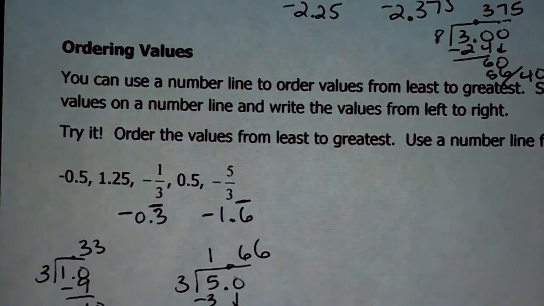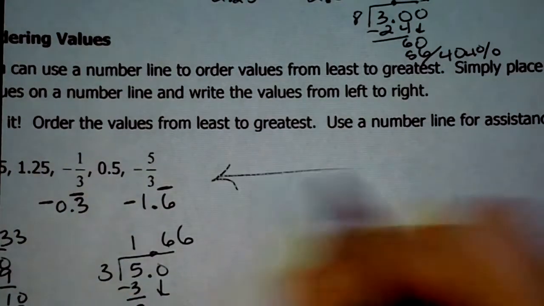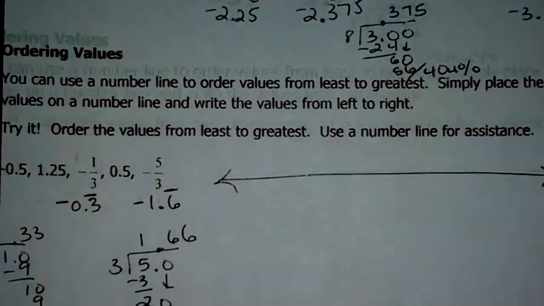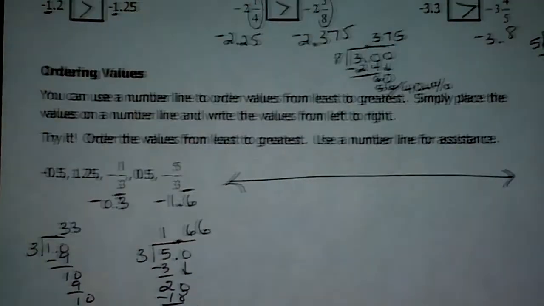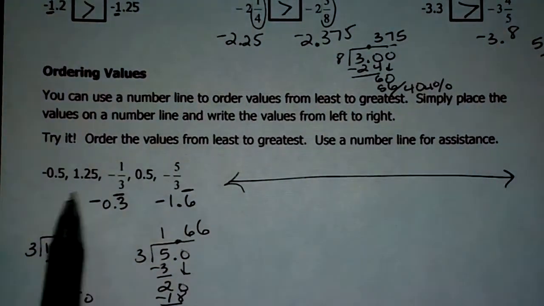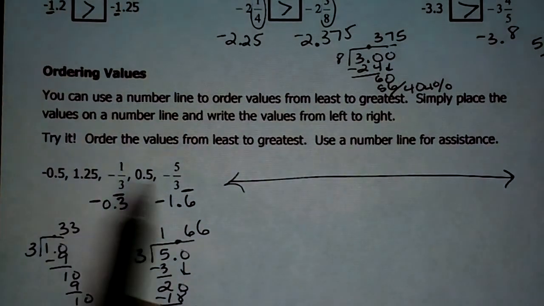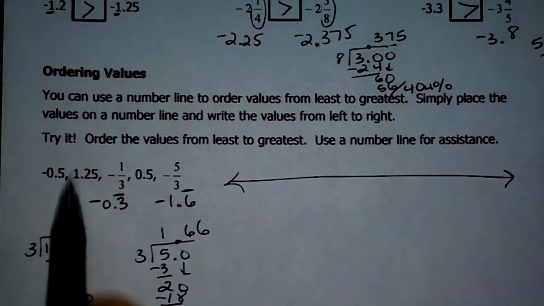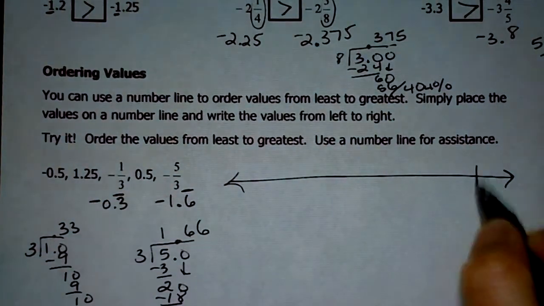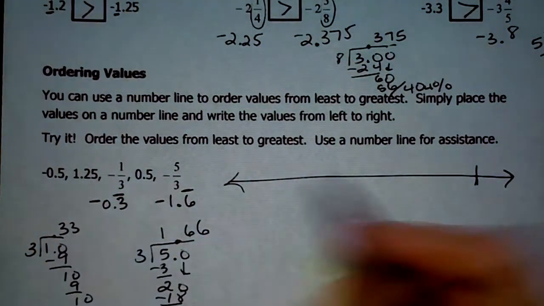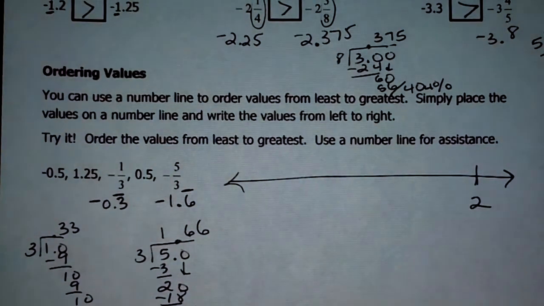Once we have them all in decimal form, now I'm going to make a little number line. Let's zoom out so you can see it too. And in looking at these values, I kind of have to pick. I don't want to make an entire giant number line of numbers I don't need. But in looking at this, in terms of positive values, my highest positive value is this 1.25. So I probably want to end a little bit more than 1. So let's say 2.